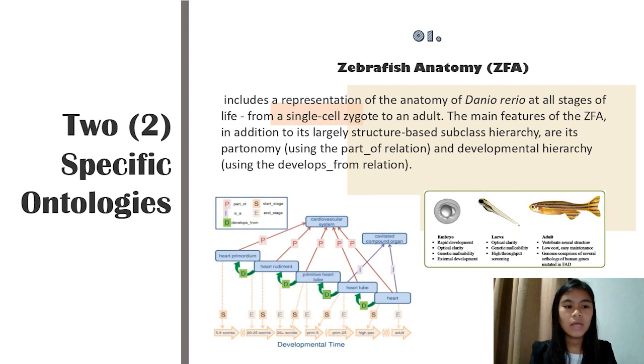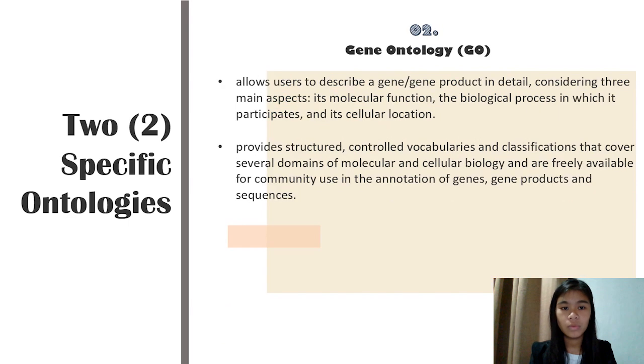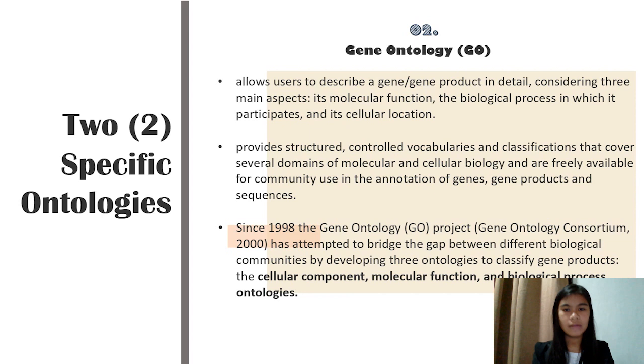Now, the second specific ontology is the Gene Ontology or the GO. This gene ontology allows users to describe a gene or gene product in detail, considering three main aspects. So this is the molecular function, the biological process, and the cellular location. So take note of that. It provides structured, controlled vocabularies and classifications that cover several domains of molecular and cellular biology and are freely available for community use in the annotation of genes, gene products, and sequences.